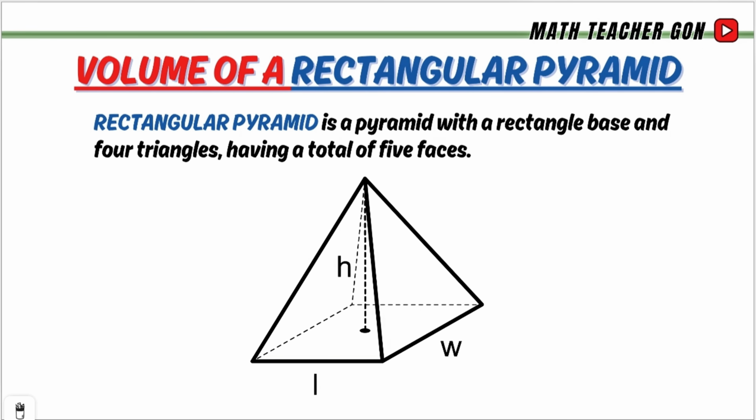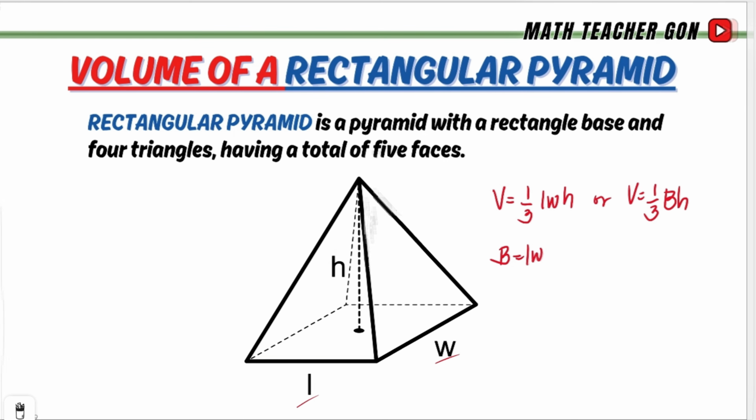So another one for the rectangular pyramid. We have here the length and the width. So you have V is equal to 1/3 times L times W times the height. Or, again, if the given is the area of the rectangle, the base area would be the length times width. So you change the L times W here to 1/3 times base times height. Either of the two you use, it's okay.